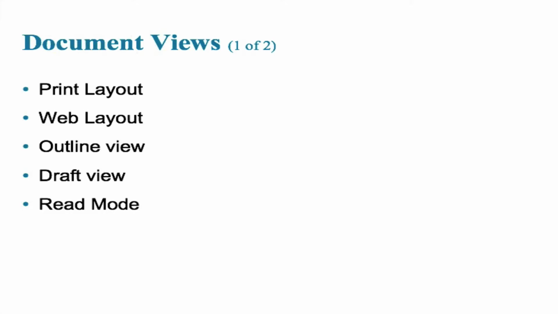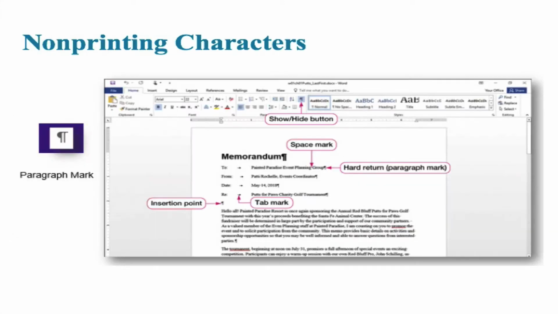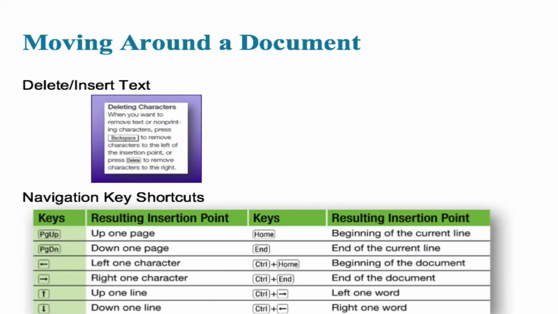Document views, the types of different views that you can have is a print layout, web, outline, draft, and read. And we'll go over that in class. Here's an example of document views. Read more, view tab, or view group. Non-printing characters. Characters are non-printed, like this paragraph mark right here. Moving around. You have some shortcut keys that you can study. They're in the book.